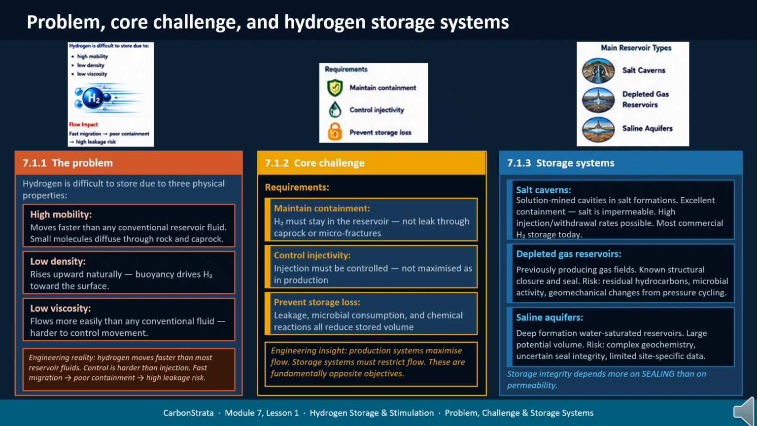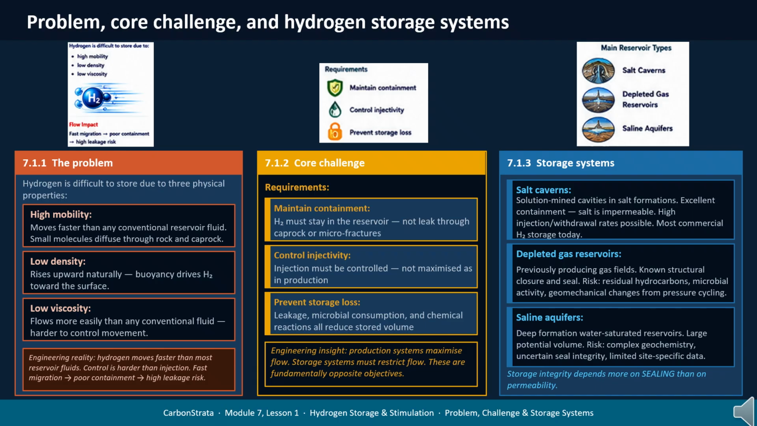Hydrogen is difficult to store for a simple reason. All of its properties work against containment at the same time. First, hydrogen has very high mobility. It moves faster than any reservoir fluid. It diffuses through the pore system and even through the seal. The result is important. Even when you do not see visible leakage, hydrogen can still migrate and reduce the amount you can recover.